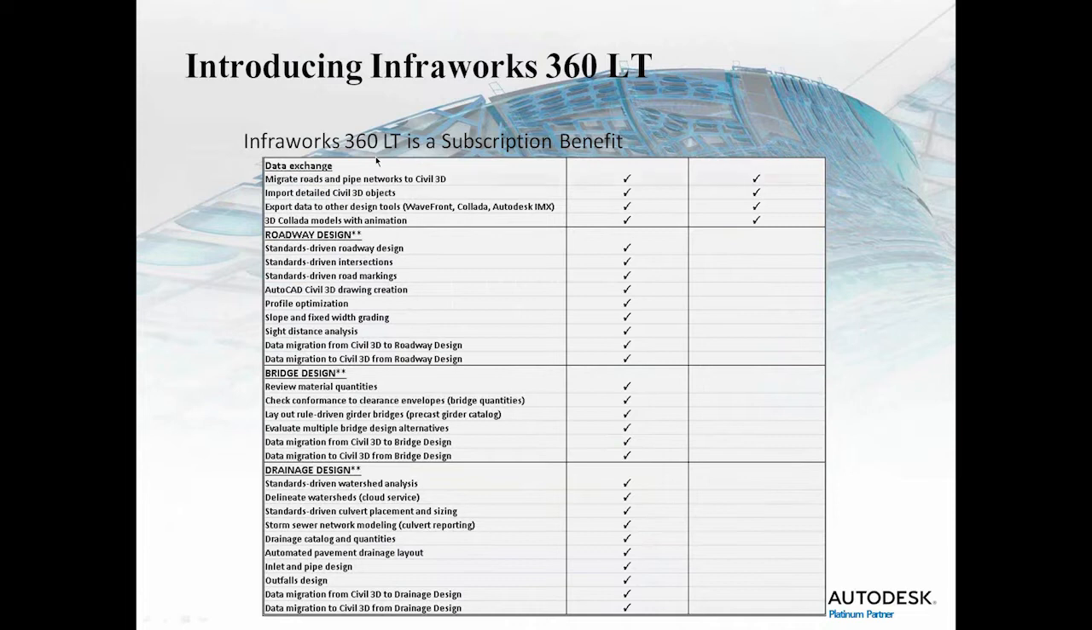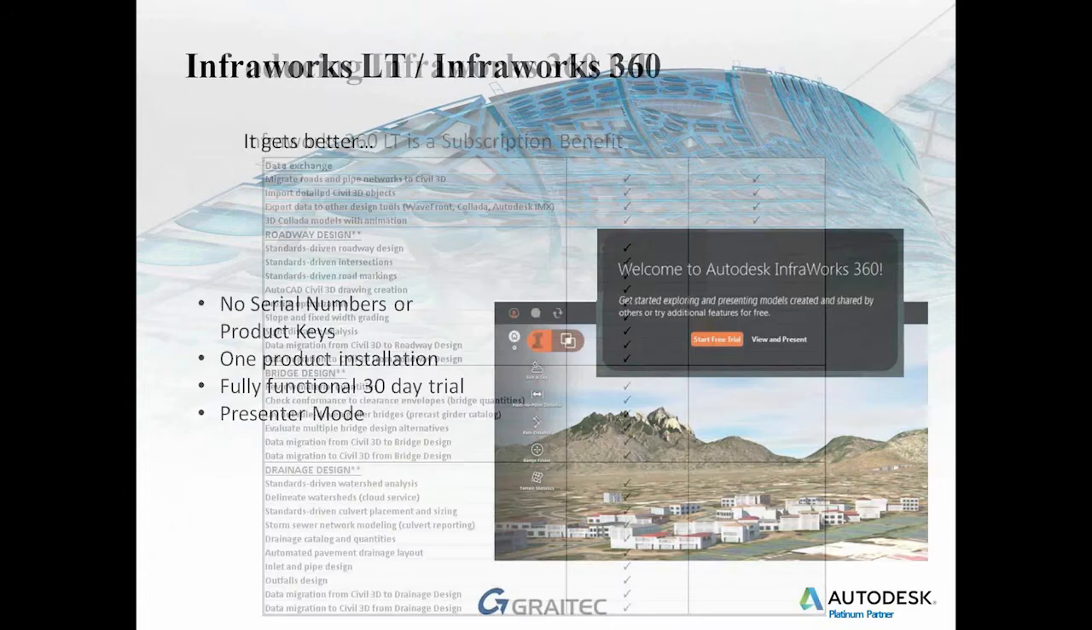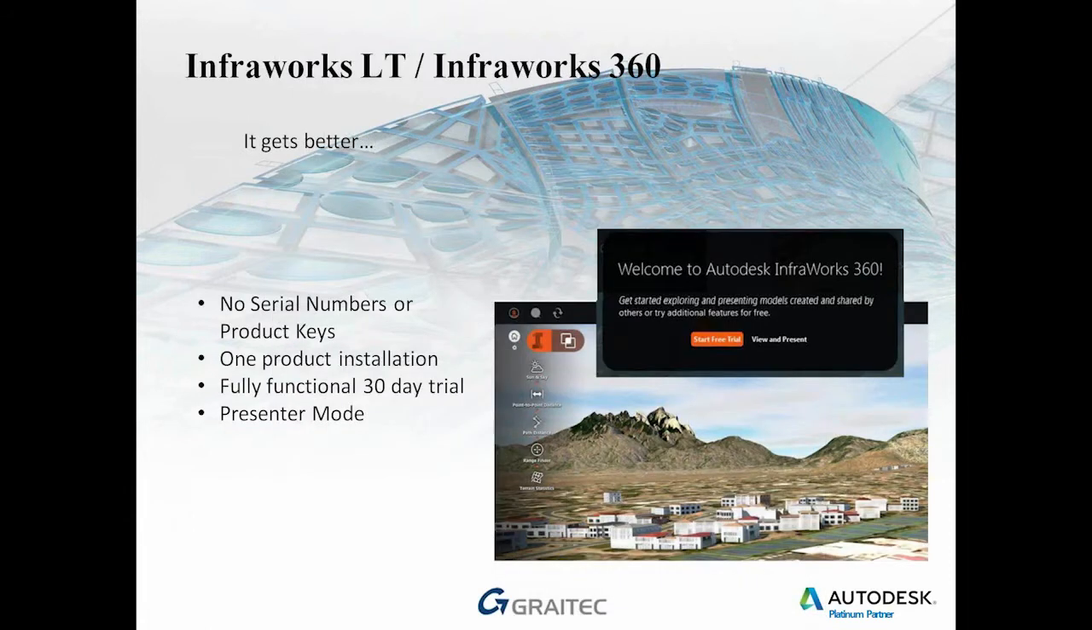The bit that I wanted to also show you before we go any further is the data exchange tools have been added into the LT. You can migrate your roads and import Civil 3D models, and you can do the collaboration between Infoworks and Civil 3D that I showed you in the last webinar. So yeah, here's the bit about the no serial numbers. It's a single product now. There's no serial numbers and no product keys.